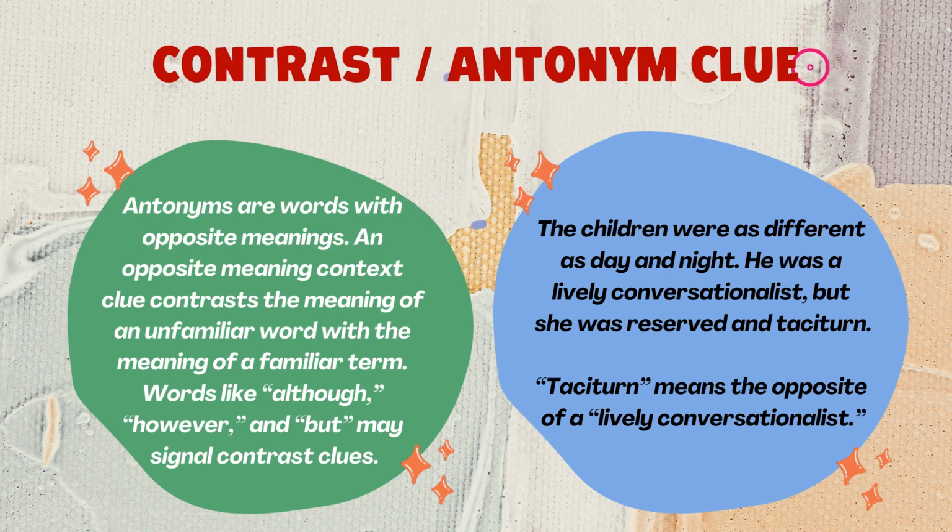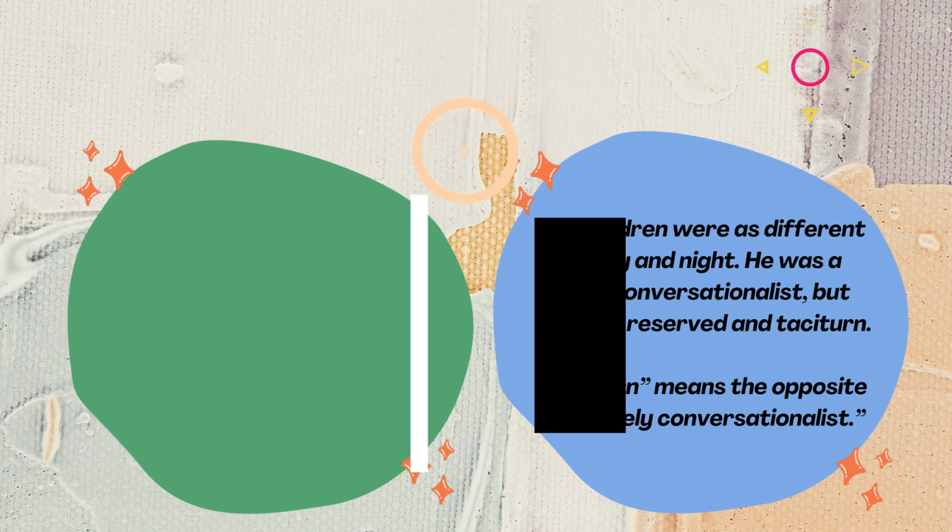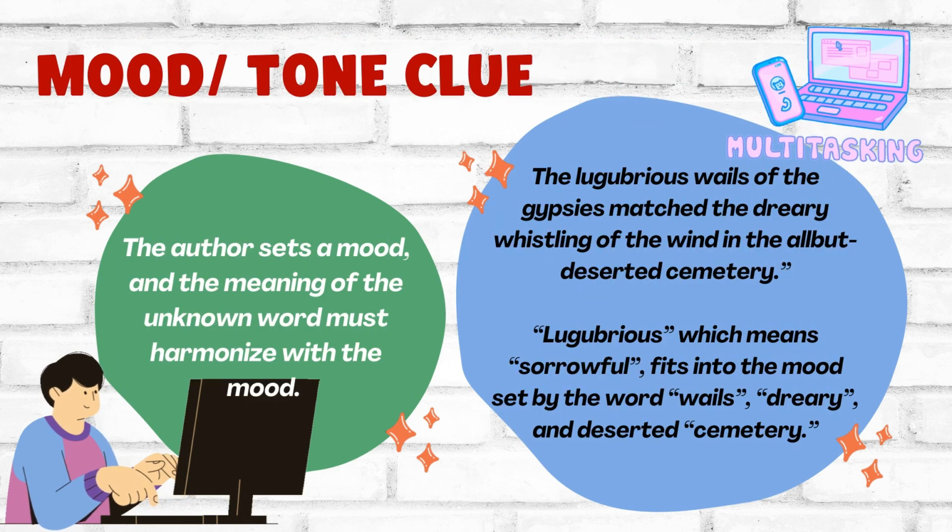Next, let us try mood, tone, clue. So the author sets the mood and the meaning of the unknown word must harmonize with the mood. Okay, in this sentence, we can see there the word lugubrious, which means sorrowful, fits into the mood set by the words dreary and deserted, including cemetery. So you can find the meaning right away because of the surrounding words. That's tone or mood clue.